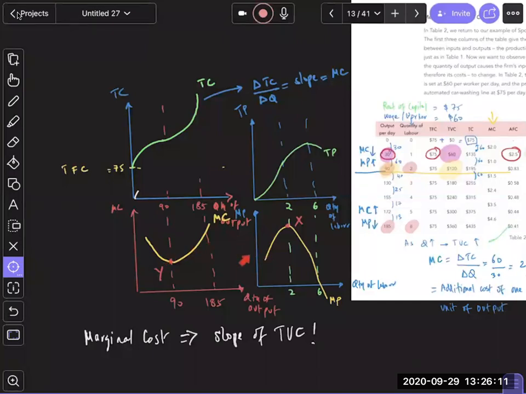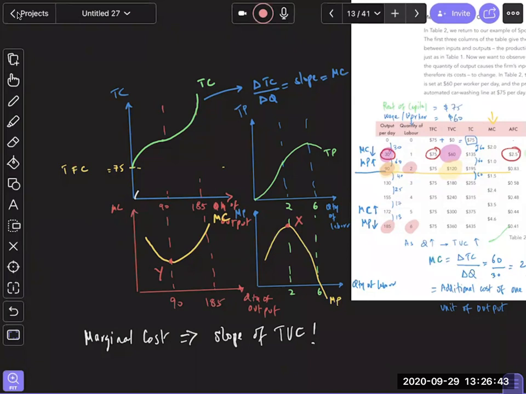And that's exactly why when MP is at its maximum, MC is at its lowest. So the maximum point of MP means the minimum point of MC. Or when output is rising faster, cost is rising slowly. When output is rising slowly, cost is rising faster. So there's this inverse kind of relationship that is taking place when it comes to production and cost. Today's discussion will focus on two things. Number one is looking at total variable cost.